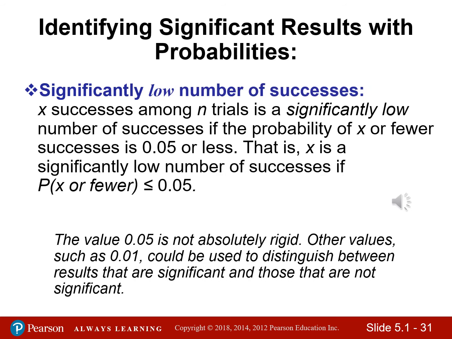A significantly low number of values can be described as follows. X successes among N trials is a significantly low number of successes if the probability of X or fewer successes is equal to 0.05 or less. Again, the value of 0.05 is not absolutely rigid. Other values such as 0.01 could be used to distinguish between the results that are significant and those that are not significant.